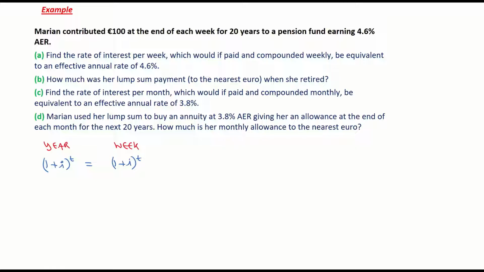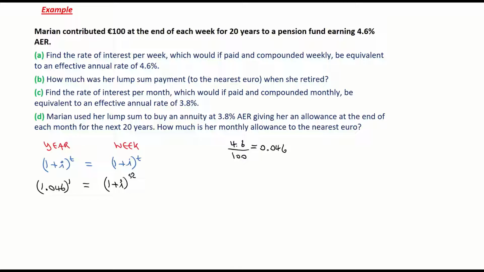Now, I need to know what the interest rate for the year is. It's 4.6%. Well, let's turn that into a decimal by dividing it by 100. So that's 0.046. So in my yearly rate, it's going to be 1 plus 0.046. So that's giving me 1.046 to the power of T, which is 1 year. And that's equal then to 1 plus I. That's the interest rate that I need to find. I don't know that yet. And I do know my power. It's going to be 52 weeks. So to the power of 52.